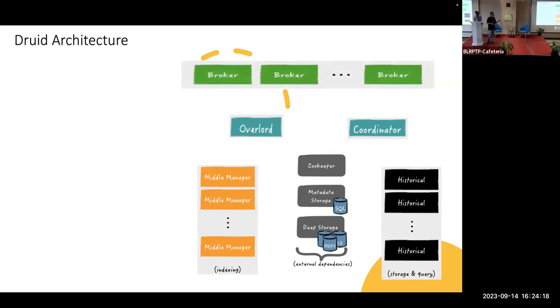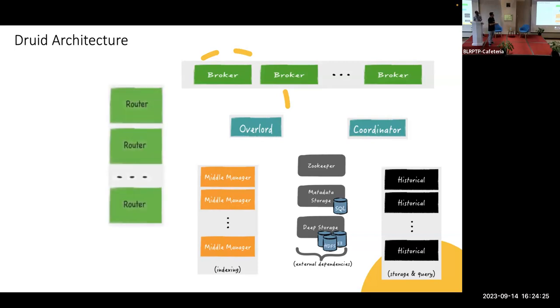Broker is where your external clients will end up asking to execute queries. You can put routers, and it's recommended if you have a production setup that is supposed to take care of a lot of data ingestion and stuff. So router is basically optional, and it will help you route queries to the brokers, overlord, and coordinator.